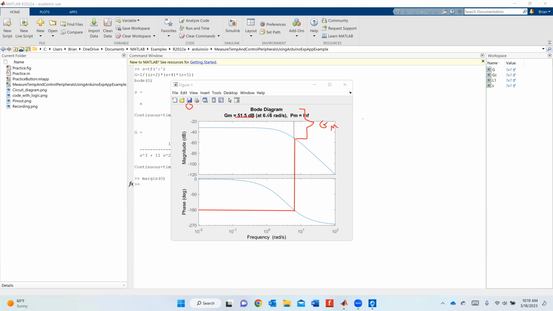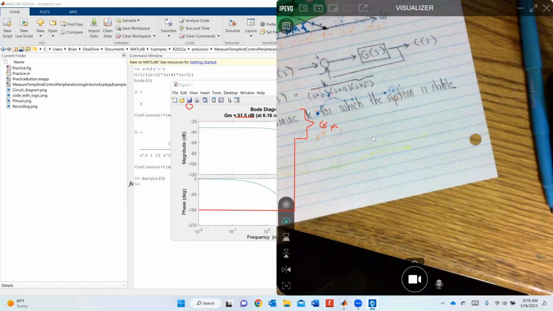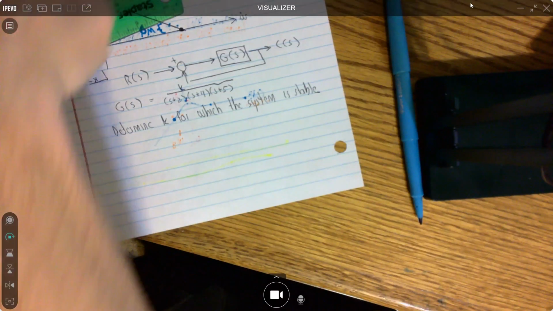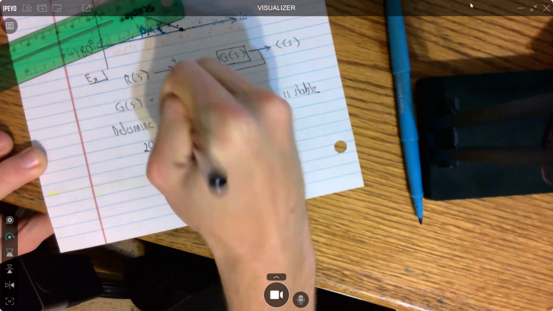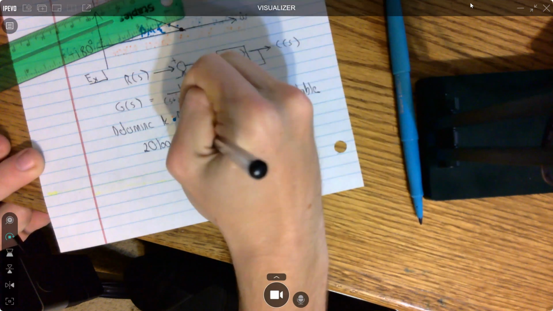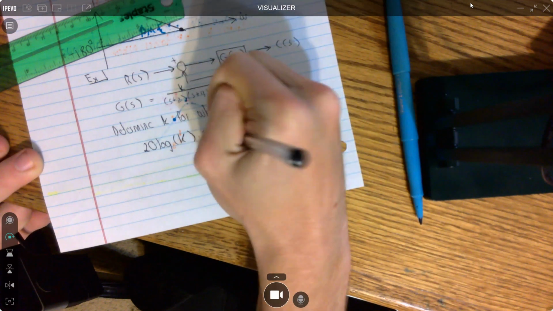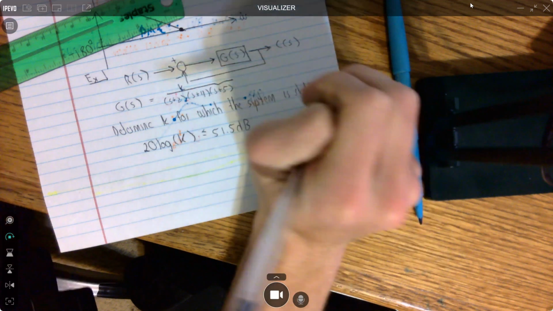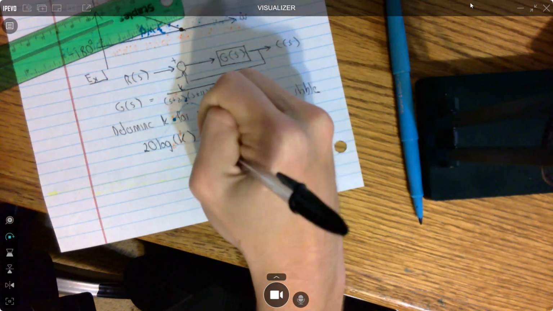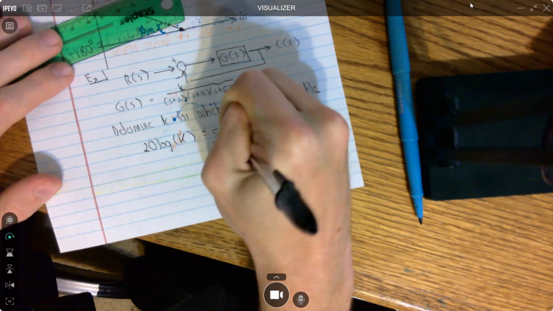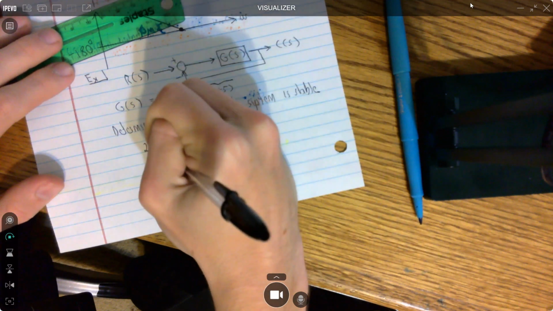So what we have to do now, going back, because we know our gain margin is 51.5 dB, we're going to determine, so if we know 20 log of K has to be less than or equal to 51.5 dB. Okay, because that's how much gain we can add before the system becomes unstable. So here we're going to divide by 20 onto the other side. So it's going to be 51.5 divided by 20 is less than or equal to log of K.